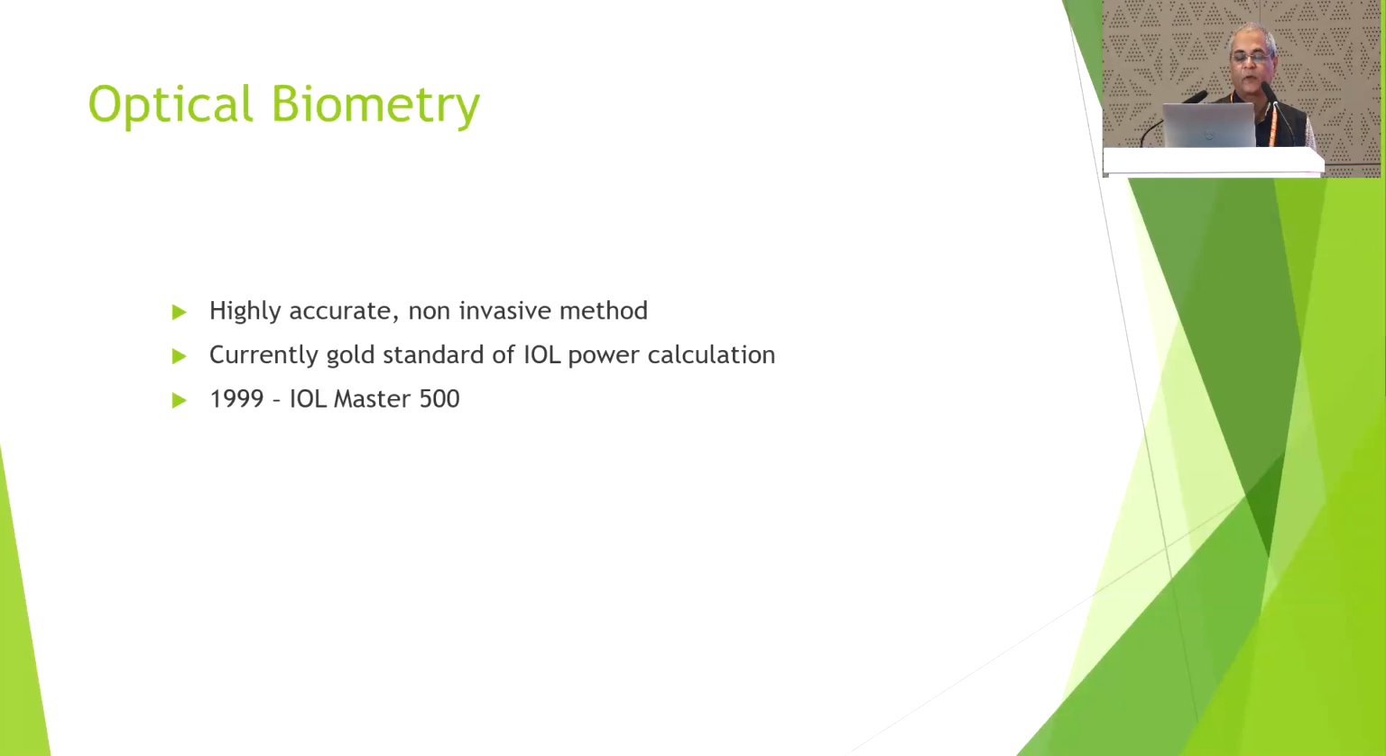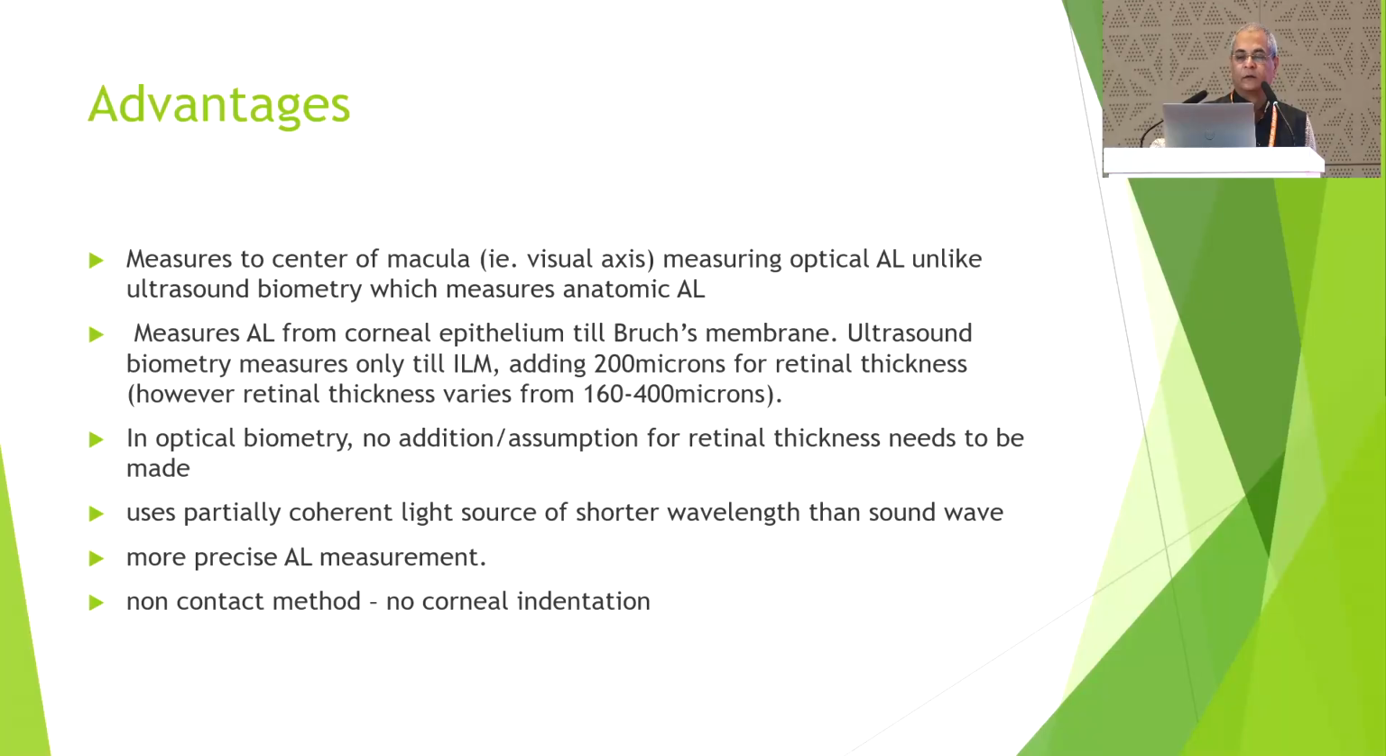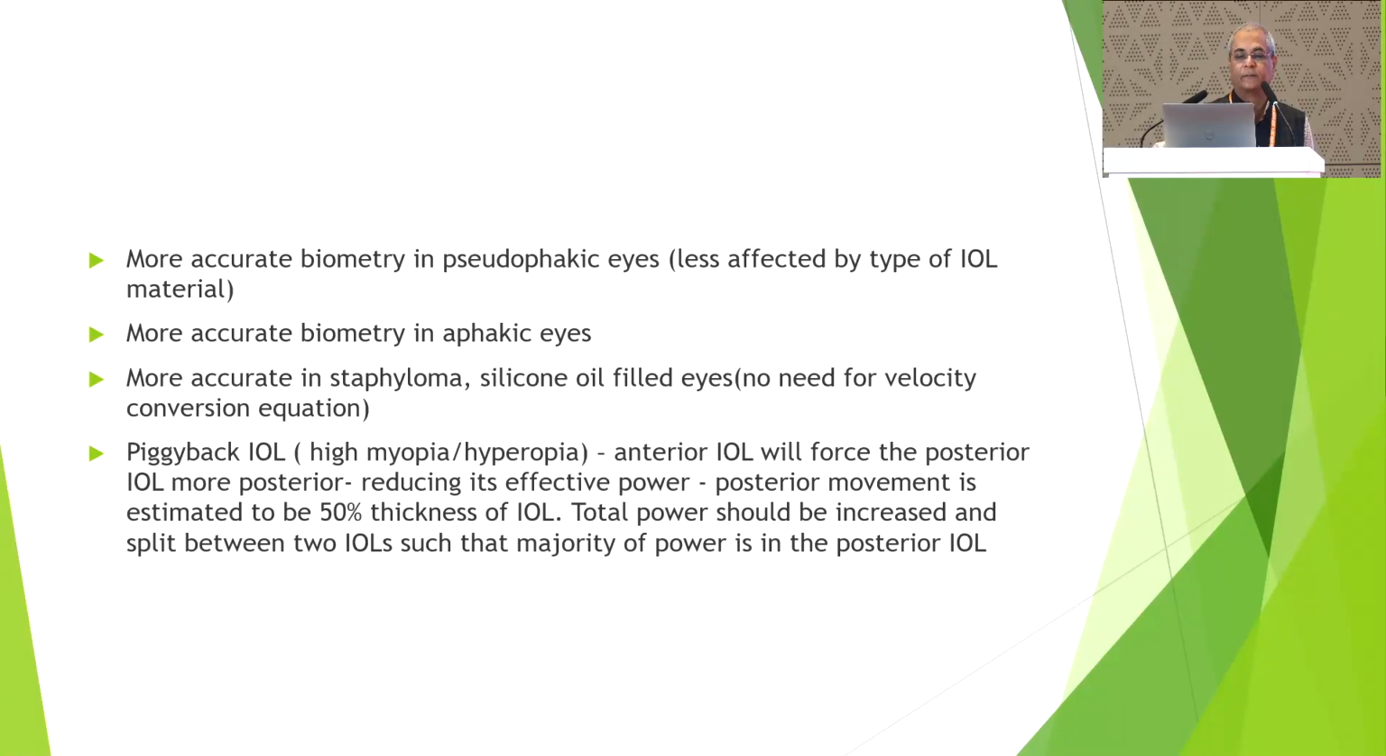So optical biometers are highly accurate, non-invasive, currently the gold standard, and I think the first IOL Master came in 1999. Advantage, as we were discussing, is that they measure till Bruch's membrane, while the ultrasound biometer measures up to the internal limiting membrane, and the retinal thickness comes around 160 to 400 micron. So you have to guess this for adjusting the A constant. The precision will definitely be much better with the IOL Master.